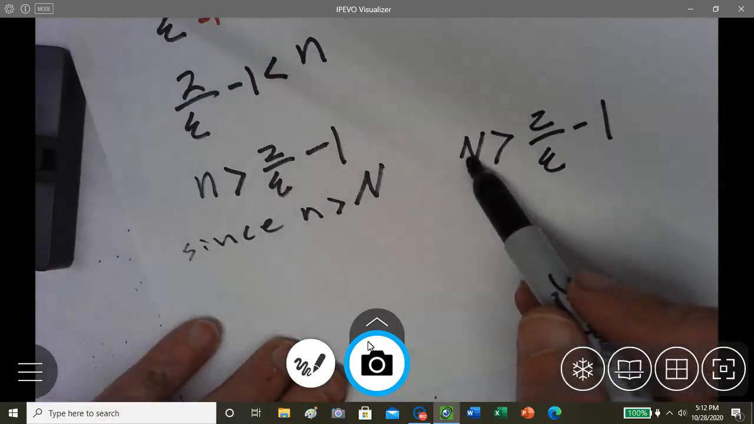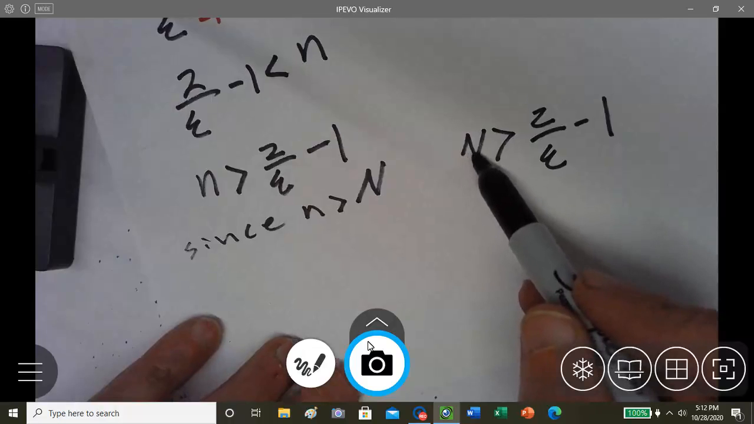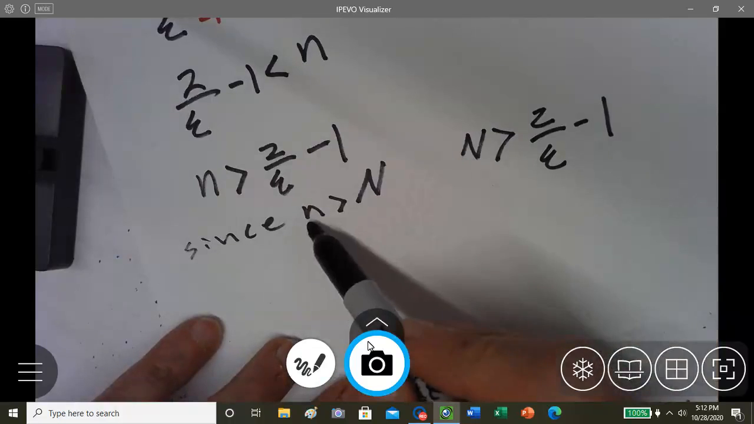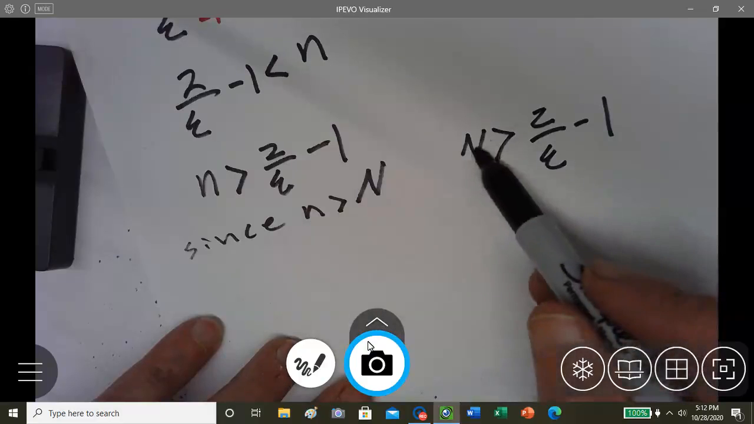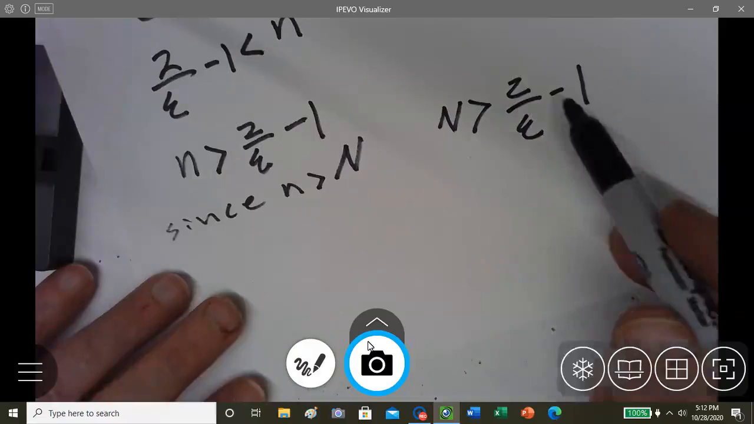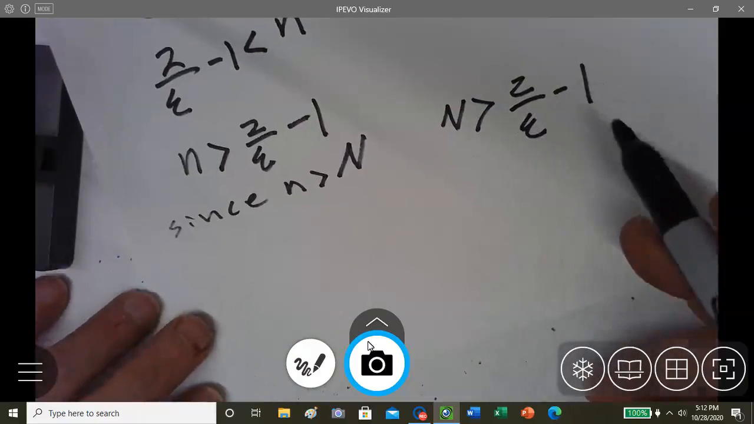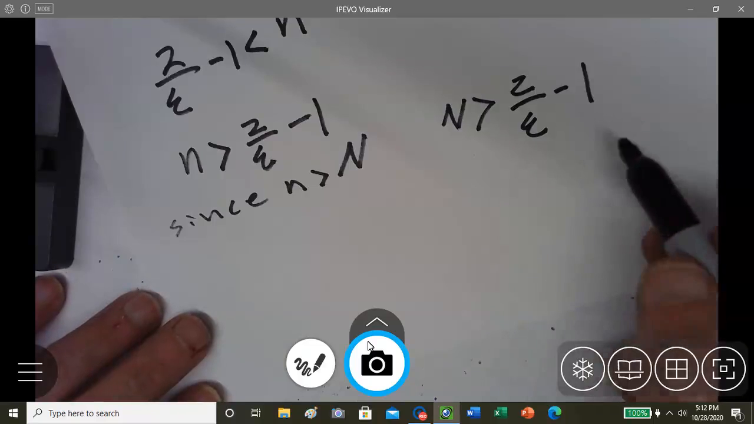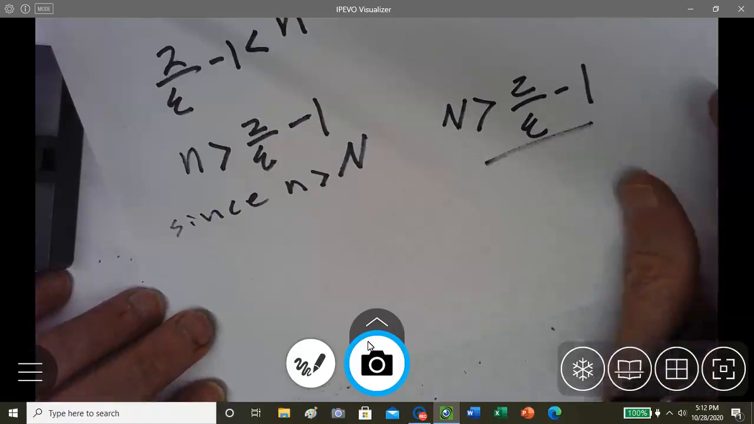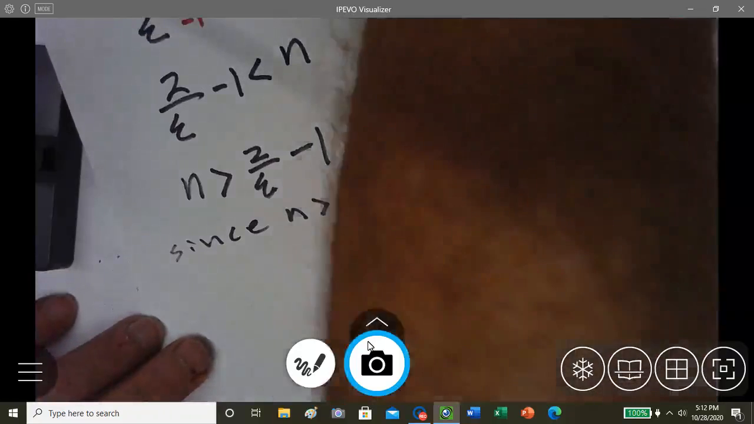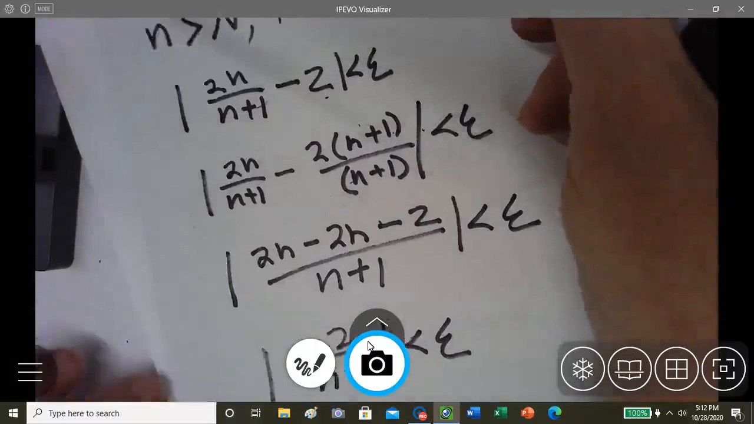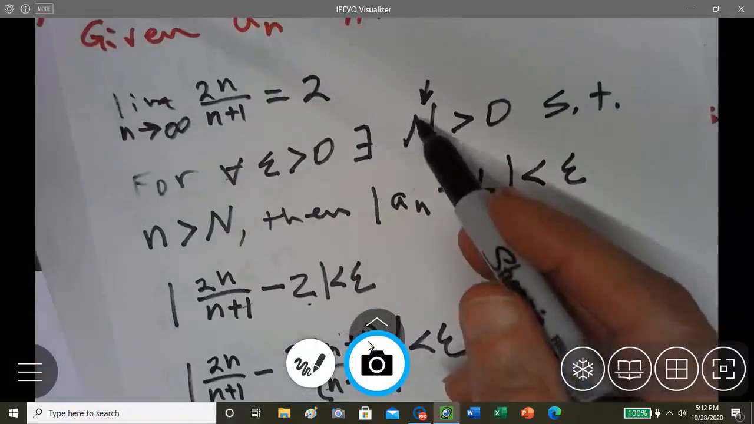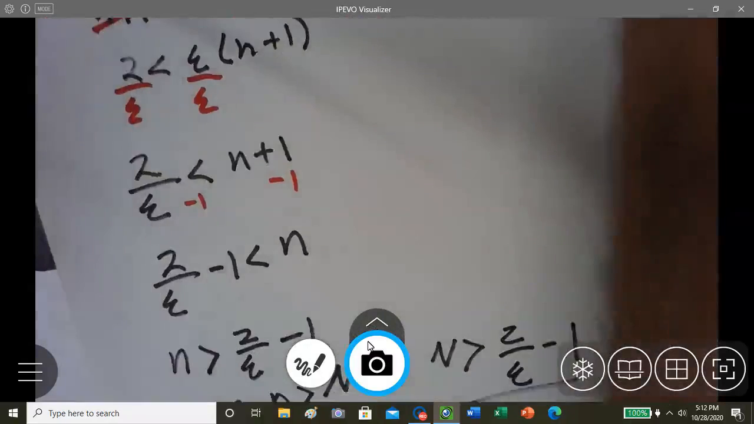Because the boundary N is smaller than the sequence n, so the sequence n can also be larger than 2 over epsilon minus 1. Okay, so now we've found our N. That's what we were trying to find way back in the beginning. Here, we found it. Okay, so from here, we can go ahead and write our proof.